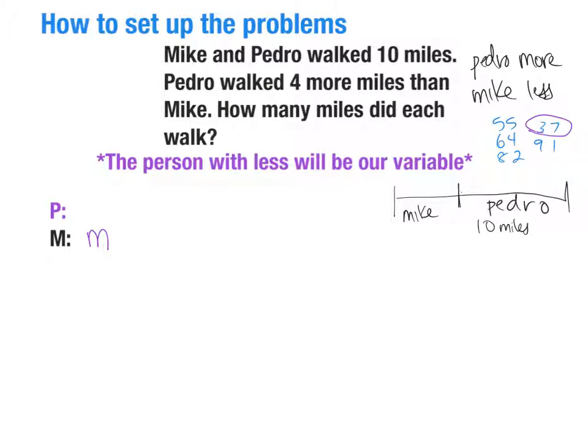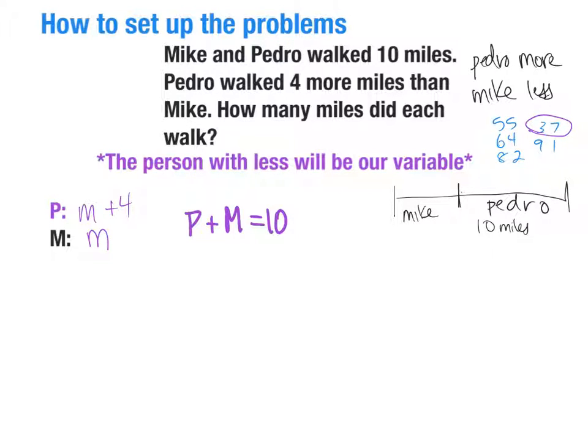How do I write that? If there's 4 more than Mike, what do I put for Pedro? Plus 4. 4 more than who? Mike. 4 more than Mike, right? Okay. Together, they walked 10 miles. So here's how I'm going to write together. Pedro plus Mike equals 10 miles. Do you agree? That looks right.